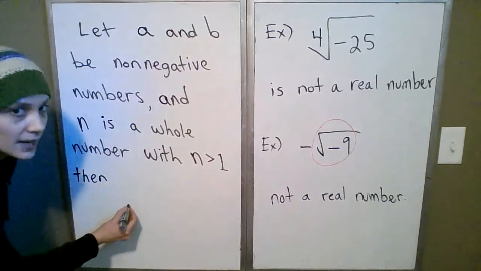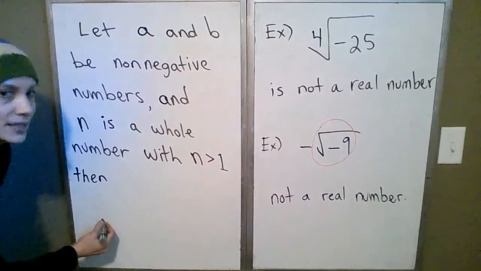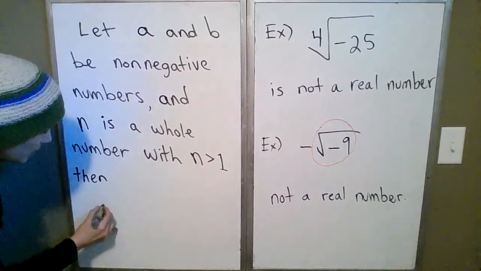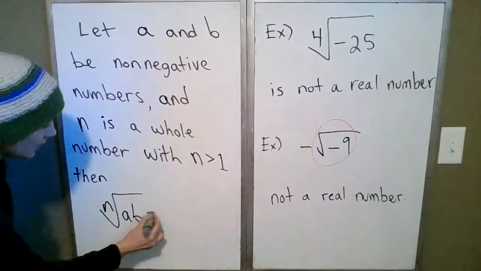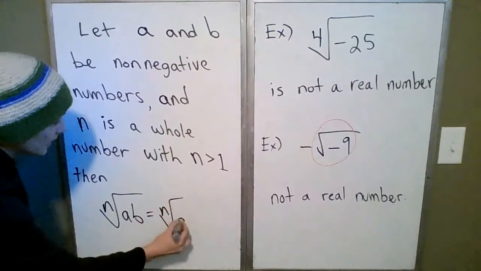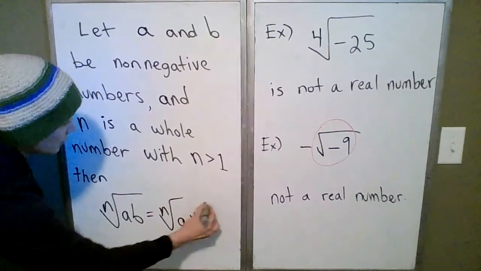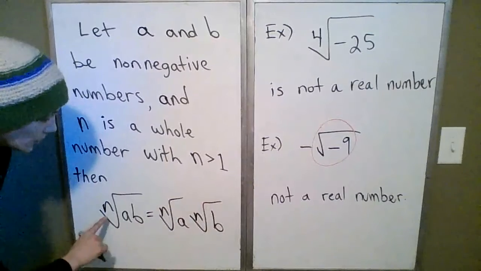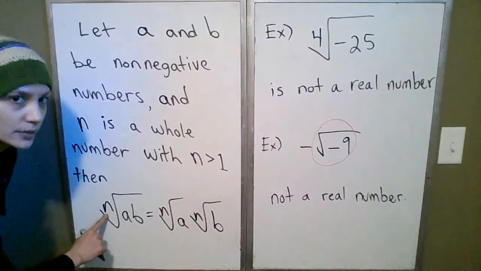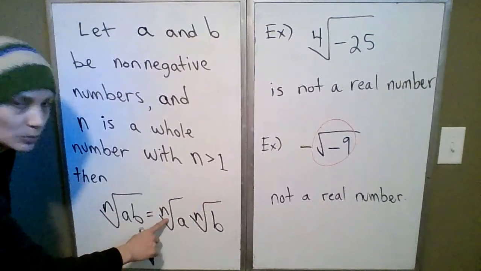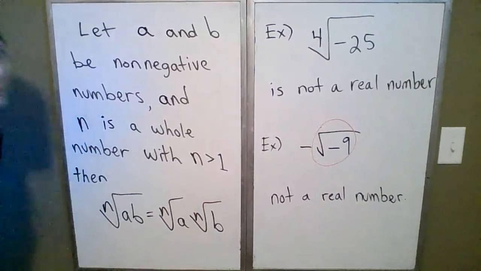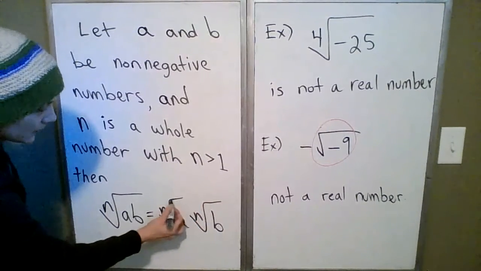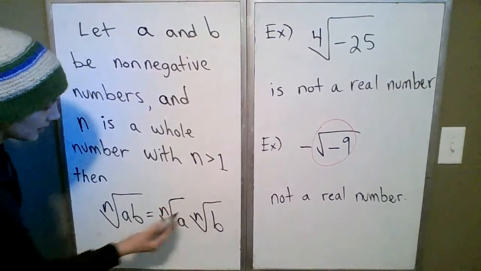Okay, then the first result. The nth root of a times b is the nth root of a times the nth root of b. Make sure you copy down a matching root. So if you have a cubed root here, there needs to be a cubed root of a there and a cubed root of b multiplied with it. So it's this times this.